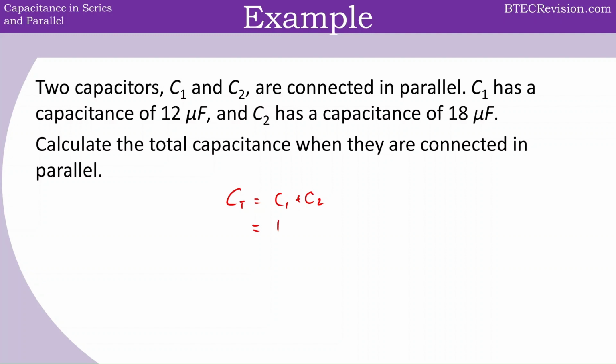And we can just place these values in, 12 microfarads plus 18 microfarads. Since they're the same unit, I can add them up. So 12 plus 18 is 30, and that would be microfarads. Since we put in micro into our equation, and all these other values are micro, we can add this up, and our answer is going to be micro as well. The answer is 30 microfarads.